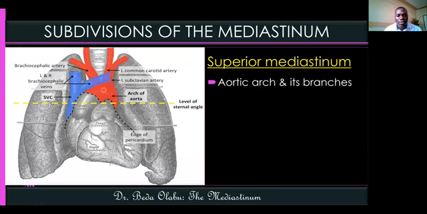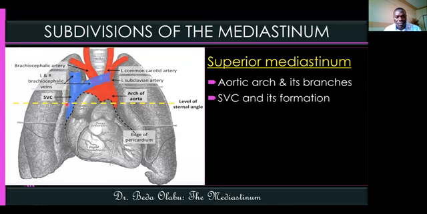And so those branches are also part of the superior mediastinum. The first branch of the arc is the brachiocephalic trunk. You can call it brachiocephalic artery. This one gives you the right subclavian artery, which is this one, and the right common carotid, which is that one. The second branch of this arc of the aorta is the left common carotid, and the third branch is the left subclavian. So those branches of the arc of the aorta are also within the superior mediastinum.